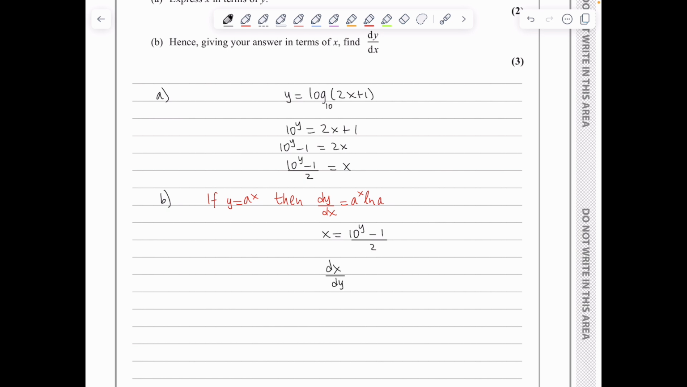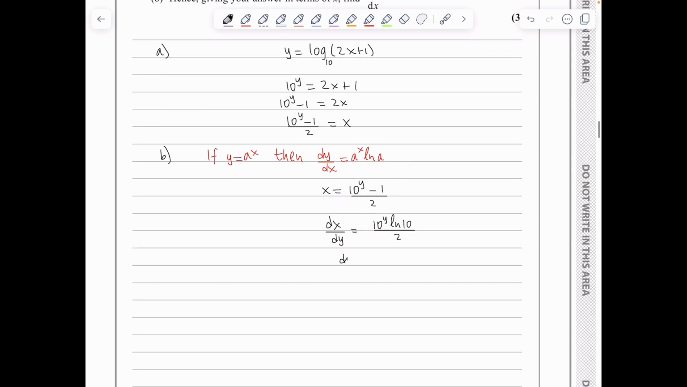So dx/dy is equal to 10 to the y ln 10 over 2, the derivative of 10 to the y. I'm using this rule with a being 10. Well, the derivative of negative 1 is just 0, and the over 2 stays there. And I can proceed into writing dy/dx to be equal to 2 over 10 to the y ln 10. So I'm just flipping both sides, so the dx/dy is becoming dy/dx.